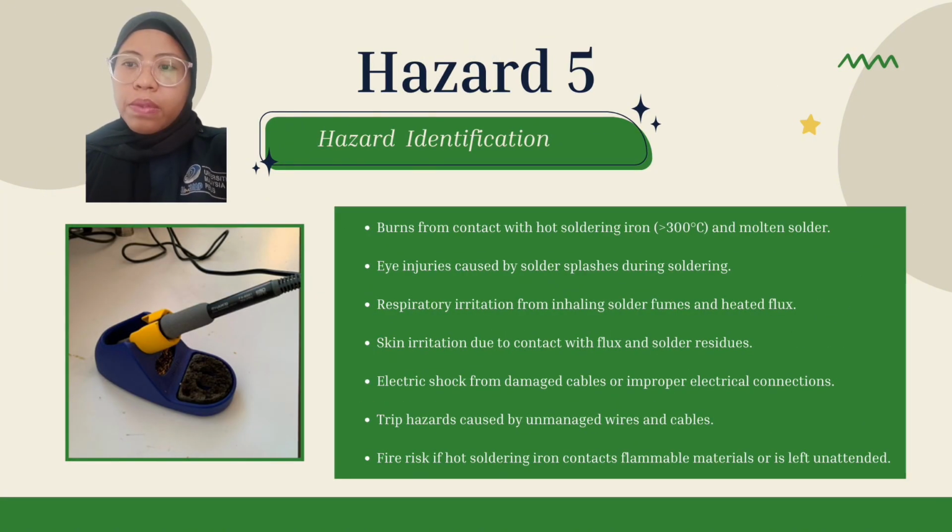Hazard identification. First, burn from contact with a soldering iron, more than 300 Celsius, and molten solder. Second, eye injury caused by solder splash during soldering. Third, respiratory irritation from inhaling solder fumes and flux. Then skin irritation due to contact with flux and solder residue. Then electric shock from a damaged cable or improper electrical connection. Trip hazard caused by unmanaged wire and cable. And the last, fire risk if a hot soldering iron contacts flammable material or is left unattended.